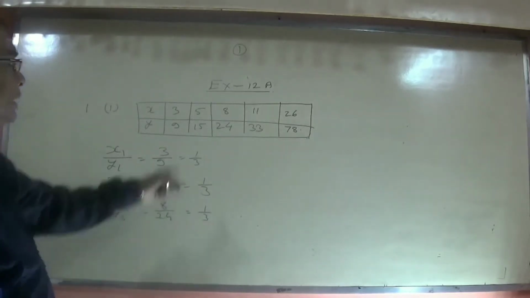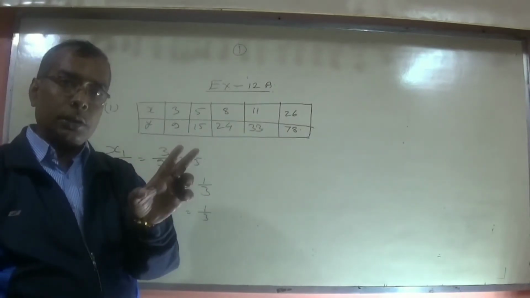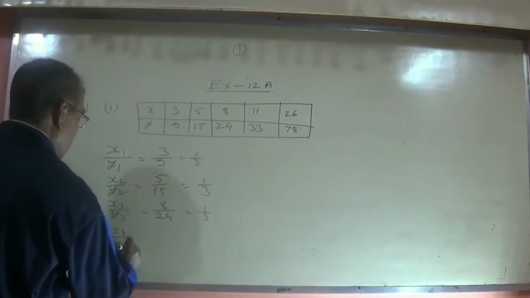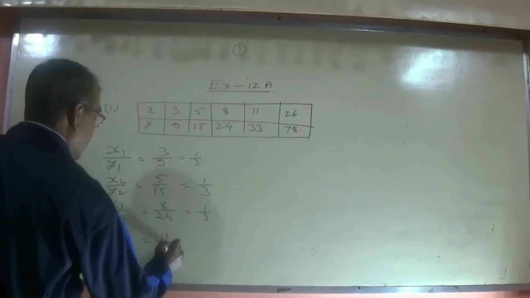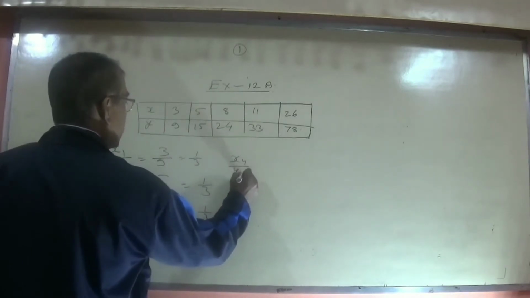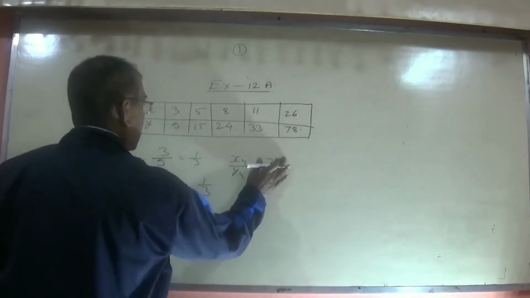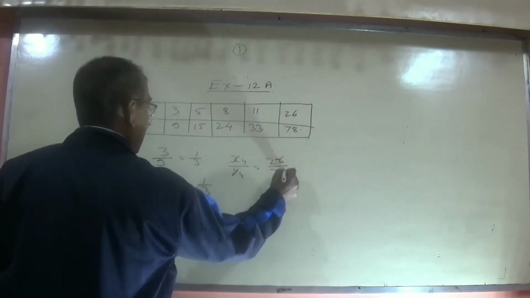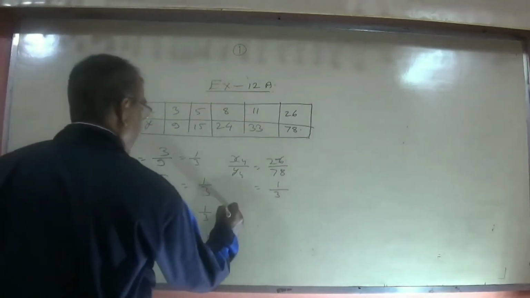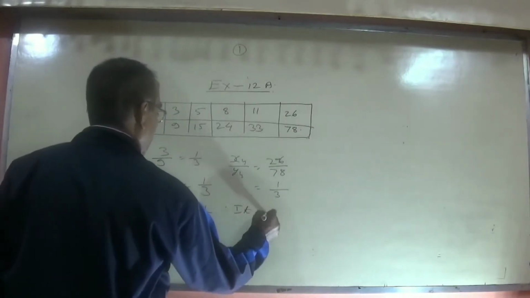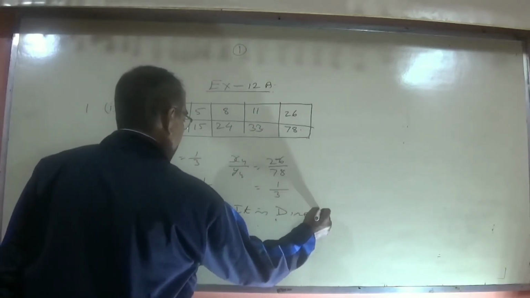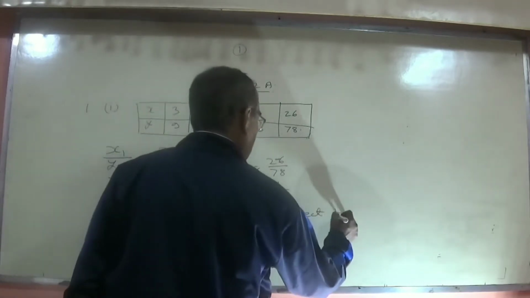You can't say that because 3 are equal, the rest will be equal. No, that is not enough, so you have to verify all, otherwise you will be trapped. x4 by y4 means 11 by 33, which is again 1 by 3. And x5 by y5 is 26 by 78, which is again 1 by 3. So therefore it is direct variation, or direct proportion, whichever you want to write.